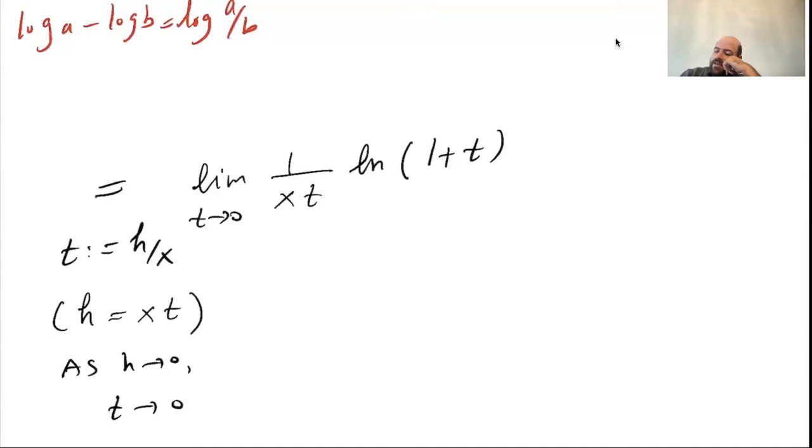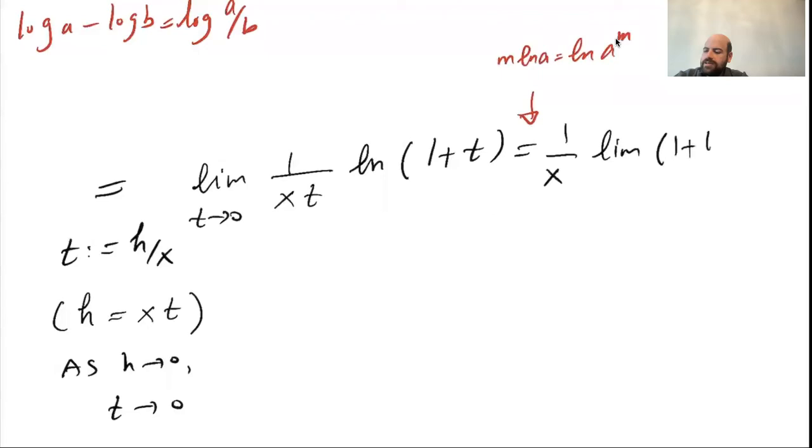And then, if we want to simplify, 1 over x, I can take it out of the limit because the limit is over t, x is considered as a fixed number. Limit 1 over t, I can take it to the power, right? Because we know that m ln a is equal to ln a to power m. So then this is 1 over x limit ln of 1 plus t to power 1 over t, t goes to 0.